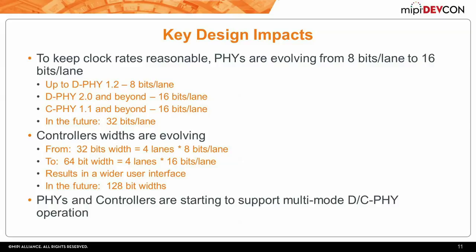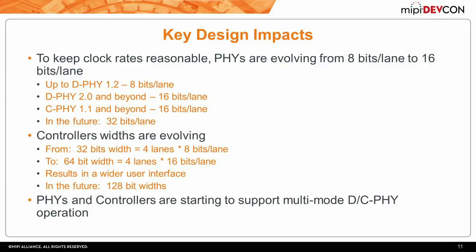And with DPHY up until the present time, the interface has been 8 bits per lane. So if you have 4 lanes and you have 8 bits per lane, that means you're going to have 32 bits of data going between the PHY and the controller. And when the controller processes the data and pulls out the pixels, it's going to hand that data off to the user at something in the order of 32 bits wide. So that worked real well. The controller basically operates at 1/8 the rate of the PHY.